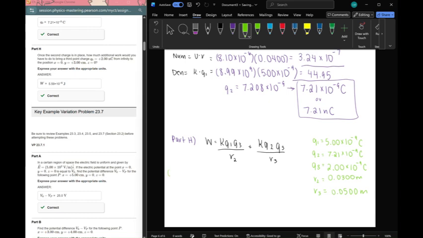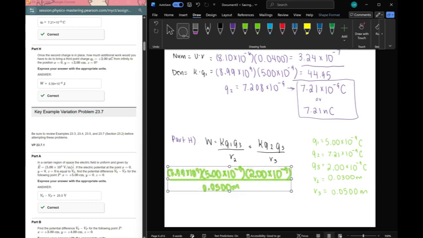So let's do that. K, we always know, is going to be 8.99 times 10 to the power of 9. The first point charge, we wrote it down, Q1 is 5.5 nanocoulomb. Multiply that by Q3, which is 2.00 times 10 to the negative 9 coulomb, all divided by the distance R2, which is 0.0300 meters. I'm gonna make this smaller so I can fit the page.